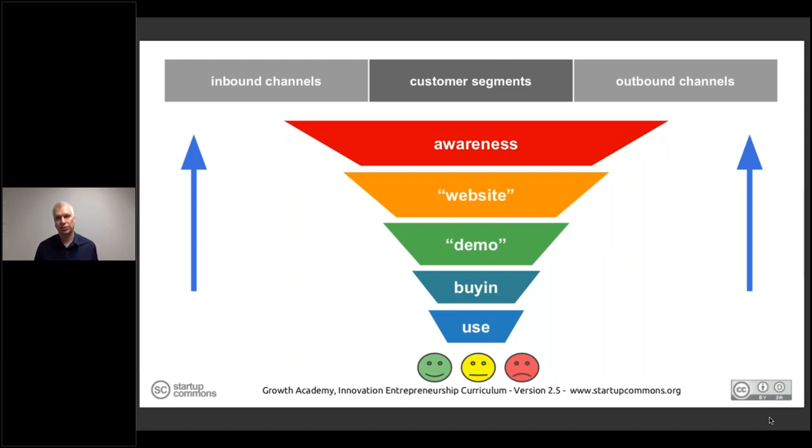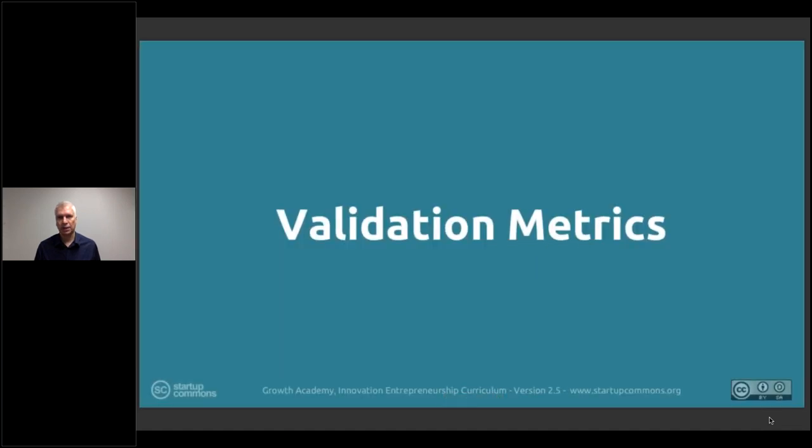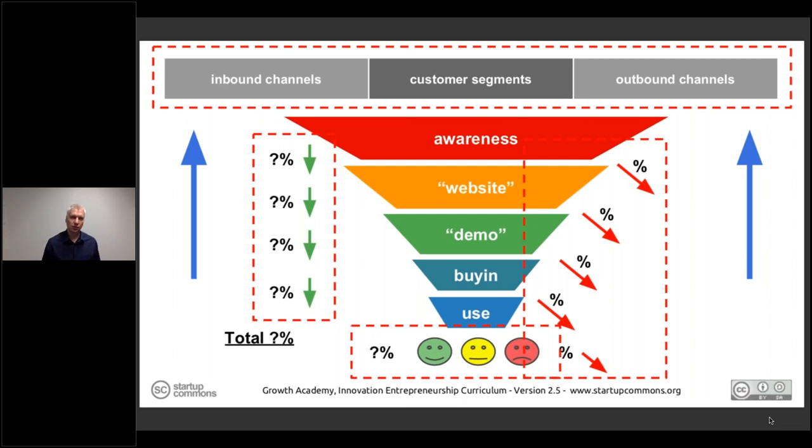So the initial step is to find ways to reach out and build that awareness, to get people from that awareness to come to your website or landing page or any other touch point that you want them to reach first. Then, looking at this in more detail, we are tracking the KPIs, we are tracking these individual channels and segments, and we are tracking individual conversion steps between each step of the funnel.